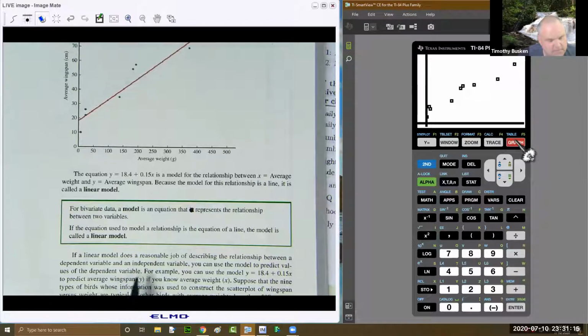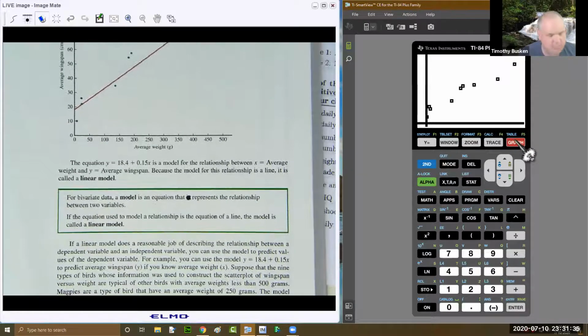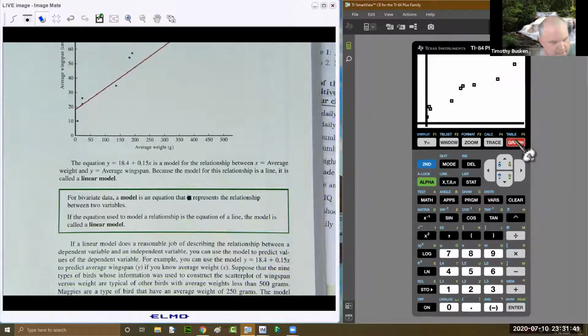So for example, you could use the model y equals 18.4 plus 0.15x to predict average wingspan y, if you know average weight x. Suppose that the 9 types of birds whose information was used to construct the scatter plot of wingspan versus weight are typical of other birds with average weights less than 500 grams. Magpies are a type of bird that have an average weight of 250 grams.